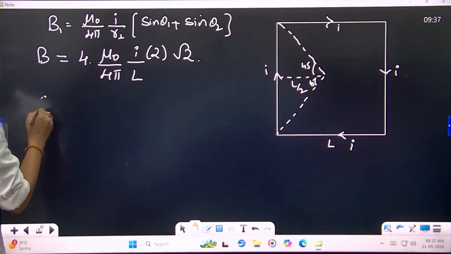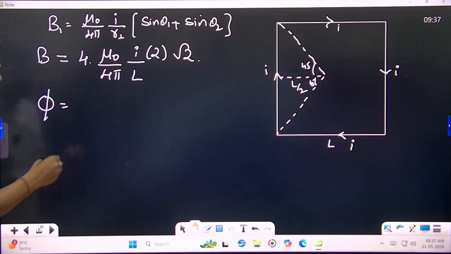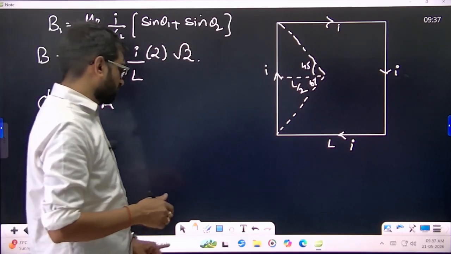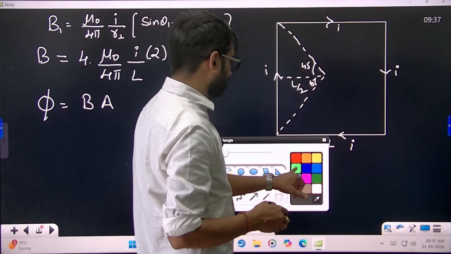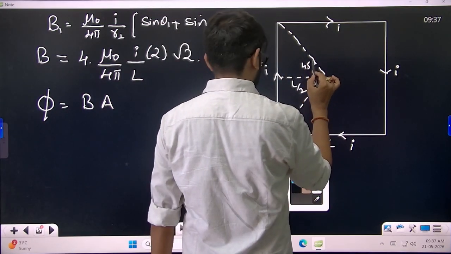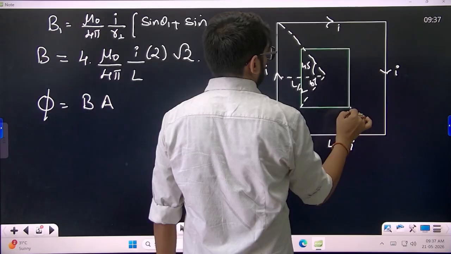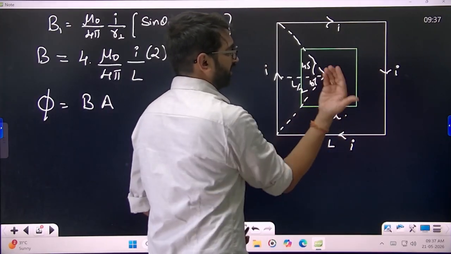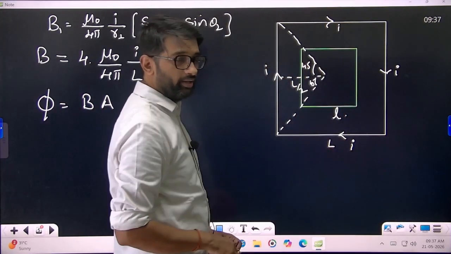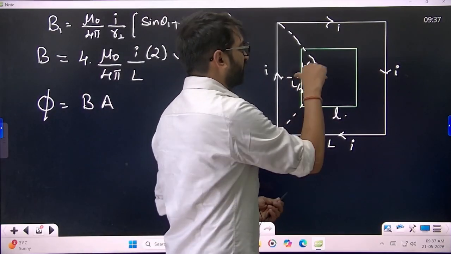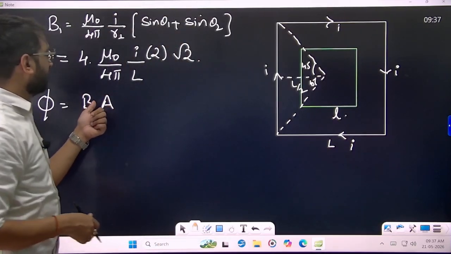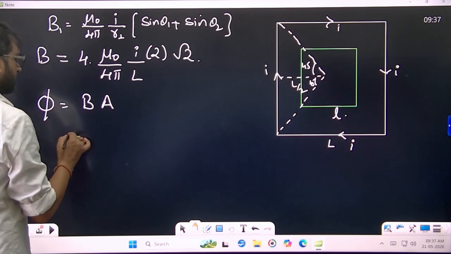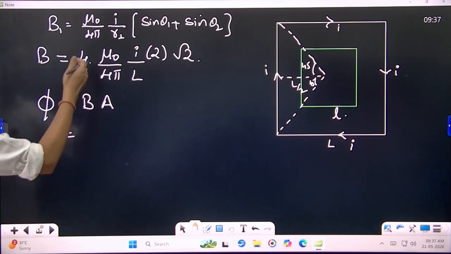Now the flux associated will be, taking magnitude, B dot A, that is B into A. A is the minimum common area, that is the area of the smaller loop, whose side is small l. The area vector is outwards for this green colored coil and the field is inwards, so theta is 180, and cos 180 is minus 1. You get a minus sign here, but we are finding the magnitude. So this is equal to B into A, and we already have this B.